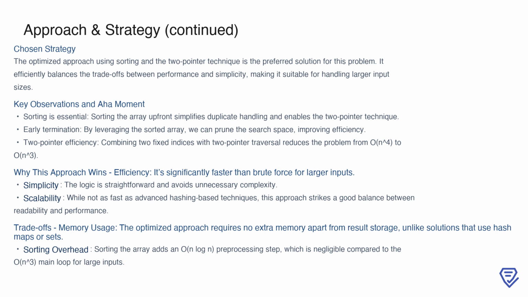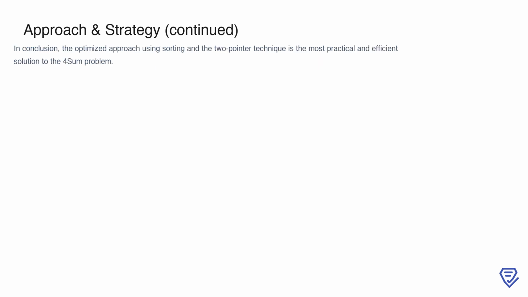However, there are trade-offs to consider. While the memory usage remains minimal, sorting the array adds an O(n log n) pre-processing step. Nevertheless, this overhead is negligible compared to the overall time savings achieved in the main computation phase. In conclusion, the optimized approach, which uses sorting and the two-pointer technique, is the most practical and efficient solution to the four-sum problem. This method effectively balances the trade-offs between computational efficiency, simplicity, and scalability, making it a robust choice for handling even larger input sizes.